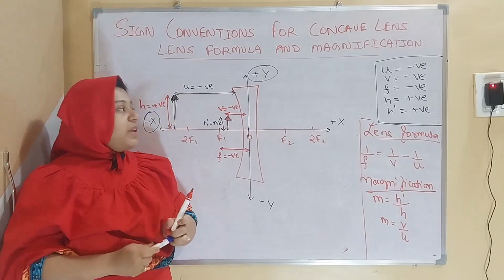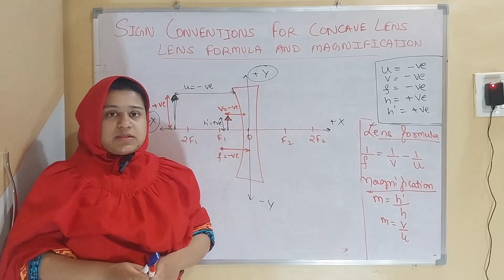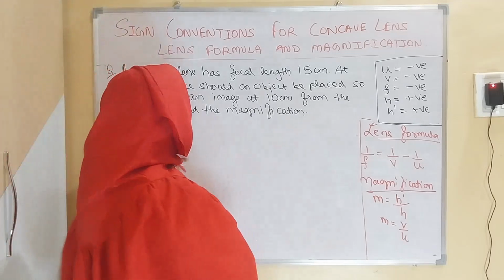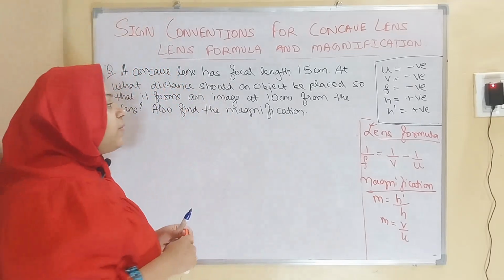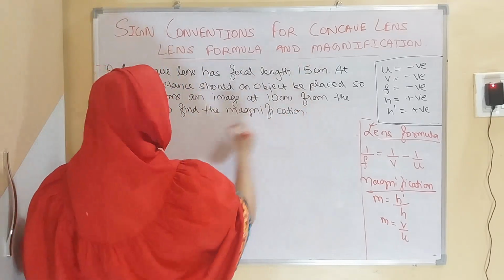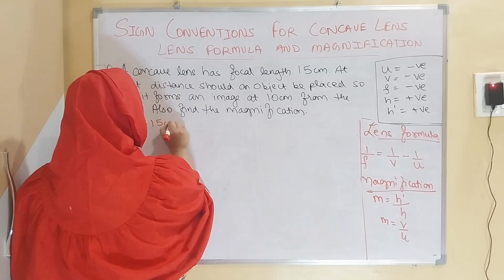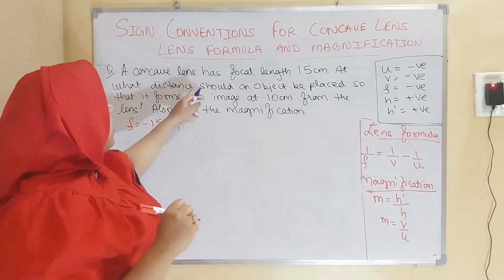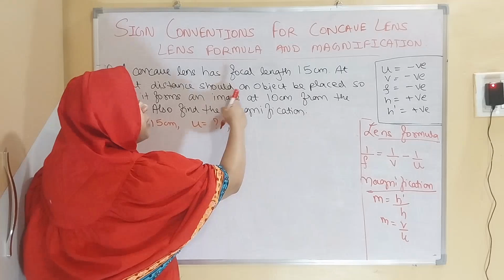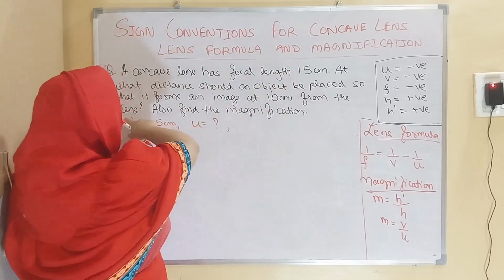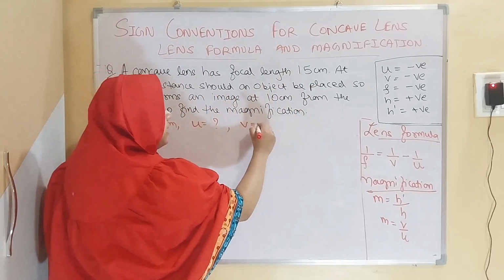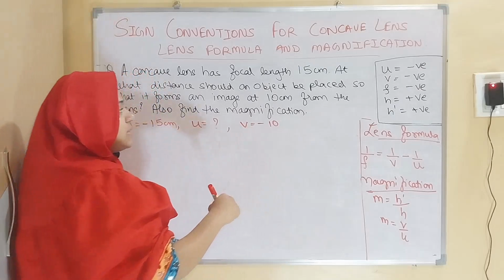Now let us do a numerical to practice this. A concave lens has focal length 15 centimeter. So the sign for focal length is minus 15 centimeter. At what distance should an object be placed so that it forms an image at 10 centimeter? v is equal to 10 and the sign for v is minus 10.